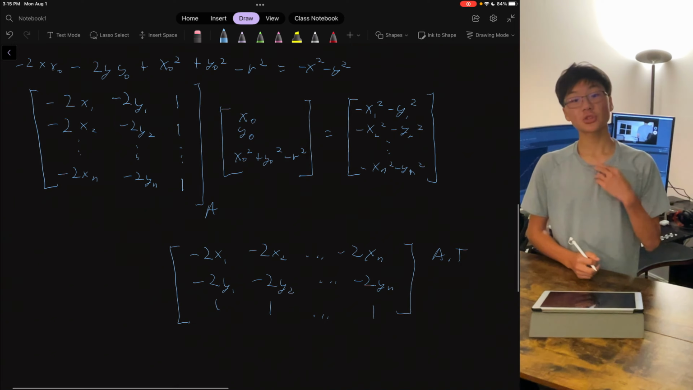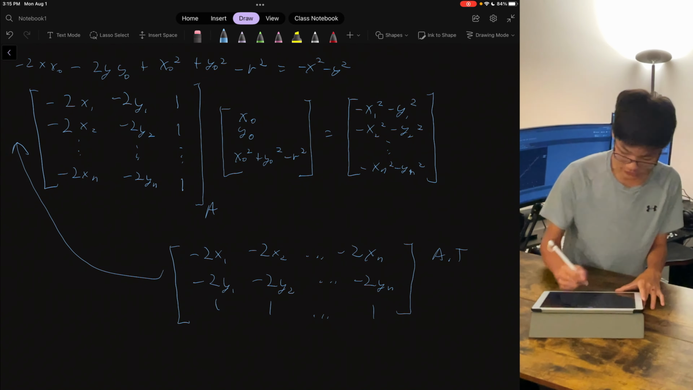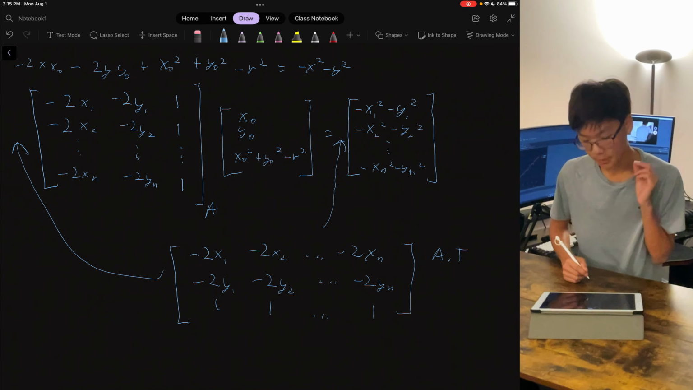Now once again, we're going to matrix multiply this to both sides on the left-hand side. So we're going to matrix multiply it here and here. And the reasoning behind this is that matrix multiplication is not commutative.